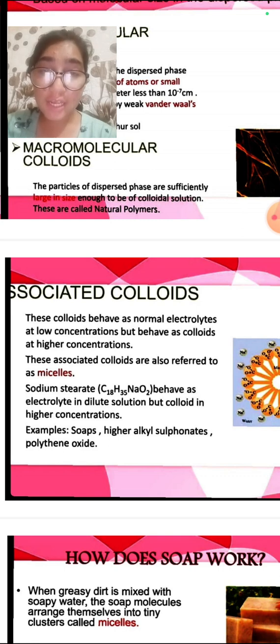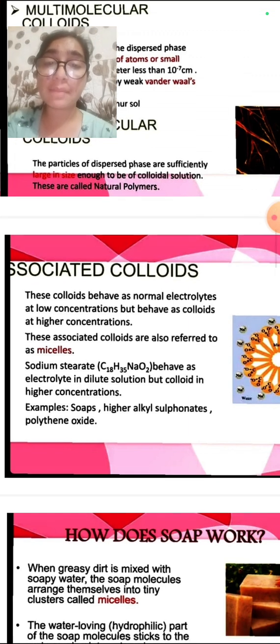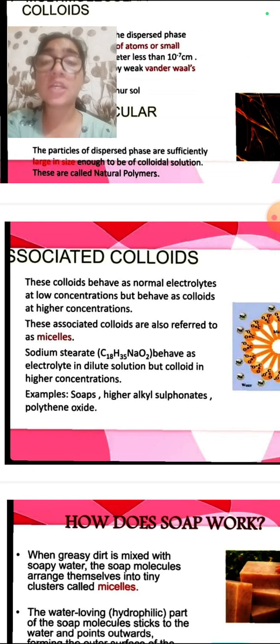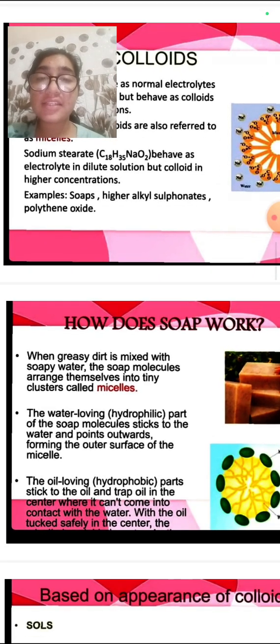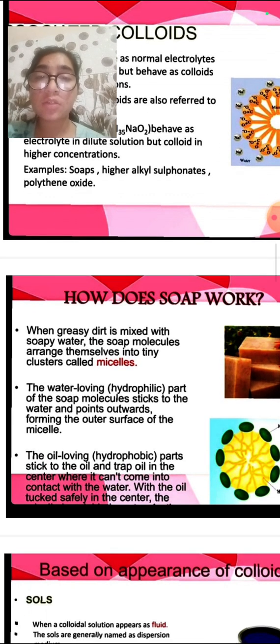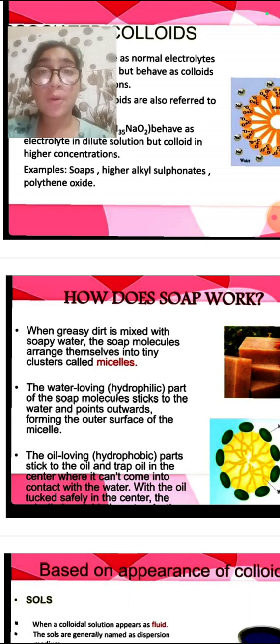Sodium stearate, C18H35NaO, behaves as an electrolyte in dilute solution but as a colloid at higher concentration. Examples: soap, higher alkyl sulfonates, polyethylene oxide. How does soap work? When greasy dirt is mixed with soapy water, the soap molecules arrange themselves into tiny clusters known as micelles.